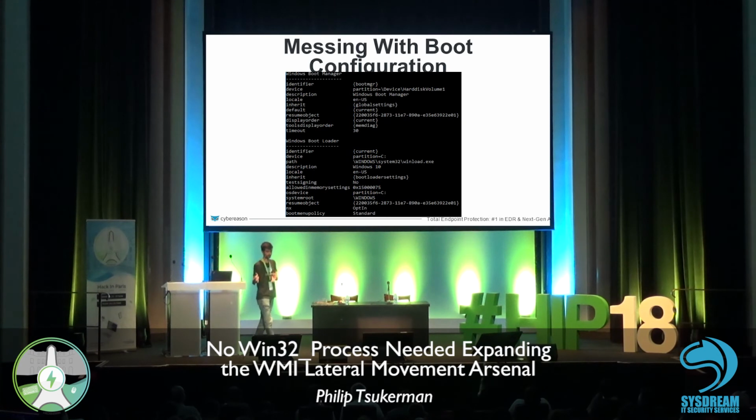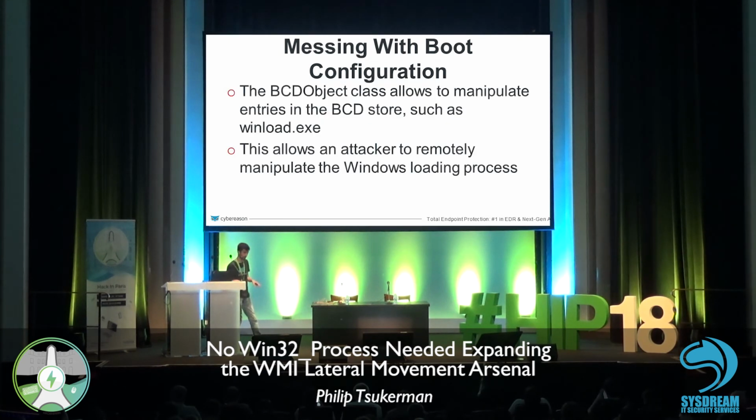If you're not familiar with the BCD store, or the boot configuration data store, this is basically how Windows knows how to boot. It contains entries about the boot manager and the Windows loader, which are the elements which load the kernel, among other stuff. And it turns out there are WMI providers which allow you to interact with BCD and manipulate it. And just like with every other WMI feature, it's available remotely. So we could basically change the files which are used by Windows to load Windows.